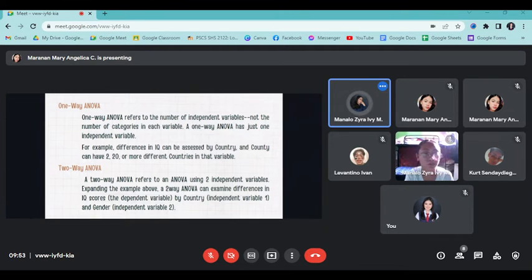Two-way ANOVA. A two-way ANOVA refers to an ANOVA using two independent variables. So unlike one-way ANOVA, two-way ANOVA uses two independent variables. It examines the impact and the effect of two independent variables on a dependent variable. For example, examine the difference in IQ score by country and by gender. So, gender and country are our independent variables and IQ score is our dependent variable.